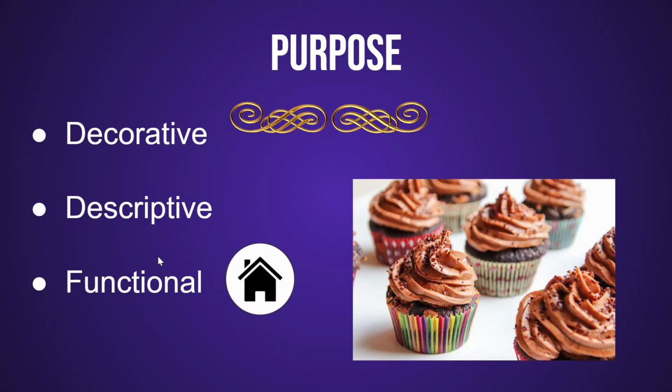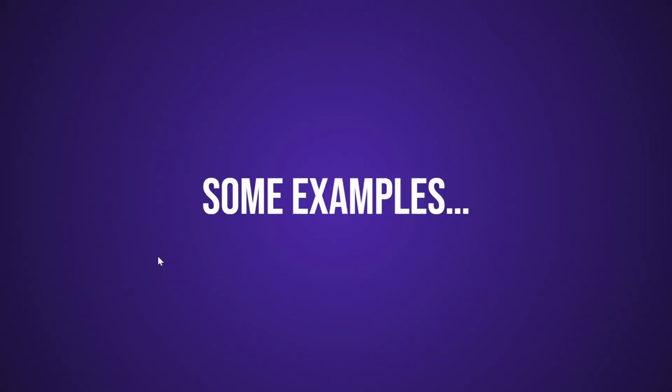For example, here we've got a house shown as an icon. This is probably a home icon, like leading you back to the main homepage. Therefore, this is functional, and your alternative text should describe its function and not maybe what it looks like in its entirety. So let's have a look at some examples.